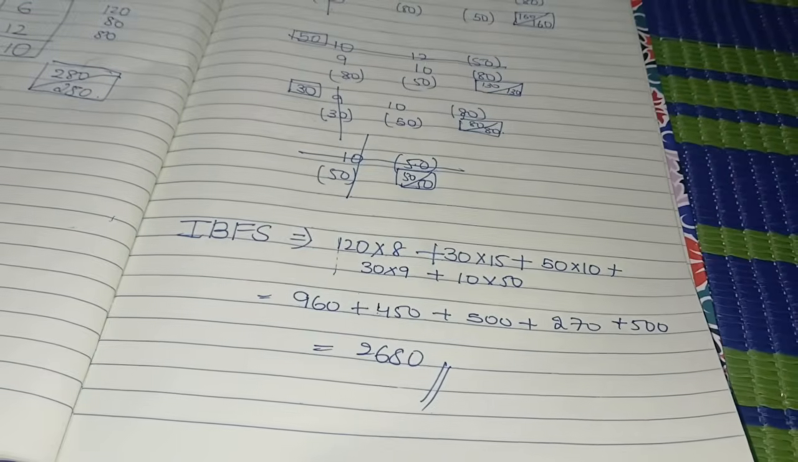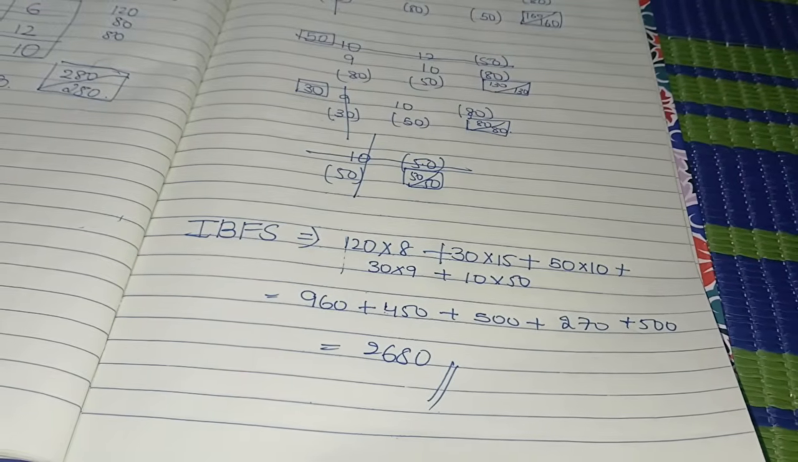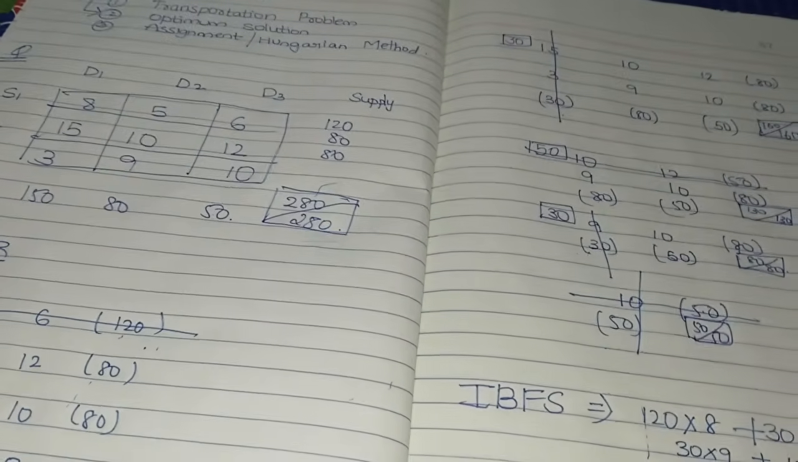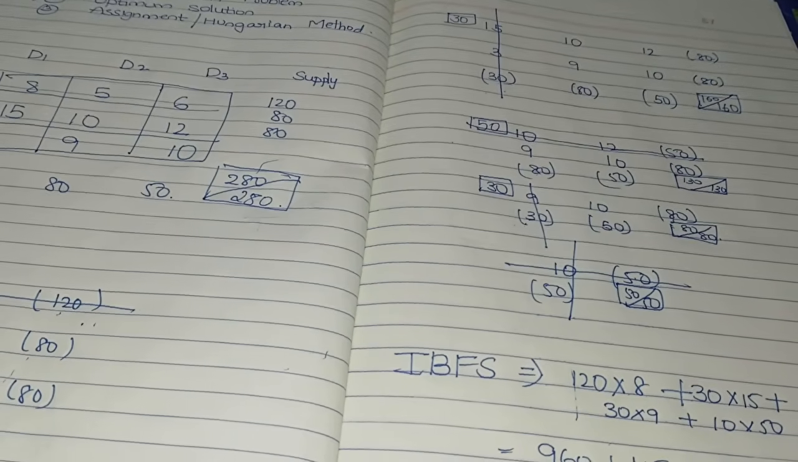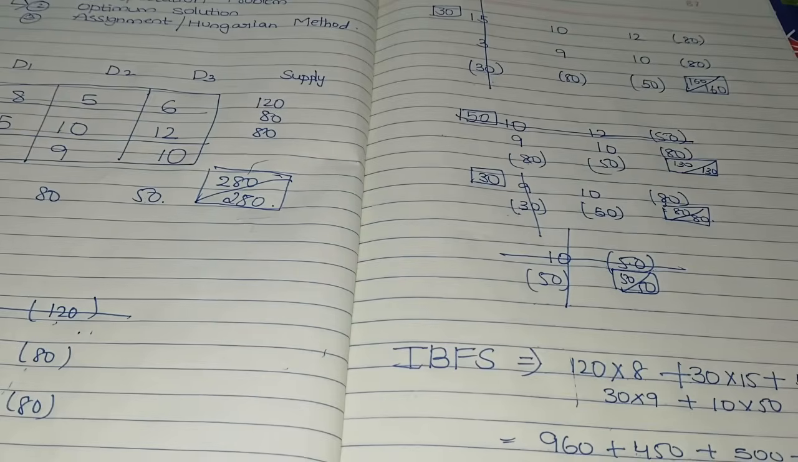This value is called IBFS. If the question has not asked for an optimum solution, your solution will end here. Out of 5 methods in transportation, you have used only the northwest corner method. Okay, using any one method is important. You should not do all 5 methods.